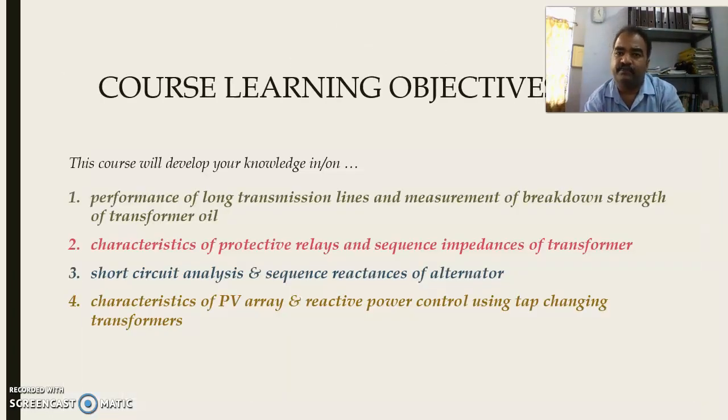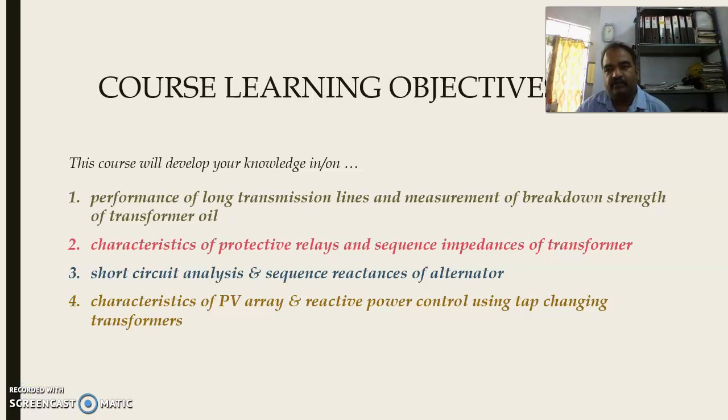So keeping that in view, we have designed the course learning objectives. So these are the course learning objectives. We do have certain components in our laboratory, and apart from that we are purchasing a few more components this time. All these are being well placed in the laboratory with a single aim of incorporating industry level knowledge for you. So these are the course learning objectives, where you will be gaining suitable knowledge on performance of different components of transmission line, and characteristics of protective relays and sequence impedances.